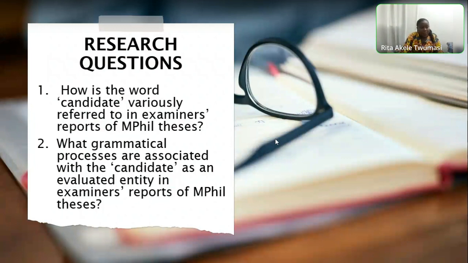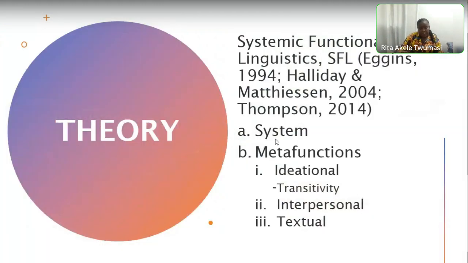Research questions. The study seeks answers to the following research questions. 1. How is the candidate referred to in the examiners' reports of MPhil theses? 2. What grammatical processes are associated with the candidate as an evaluated entity in the examiners' reports?